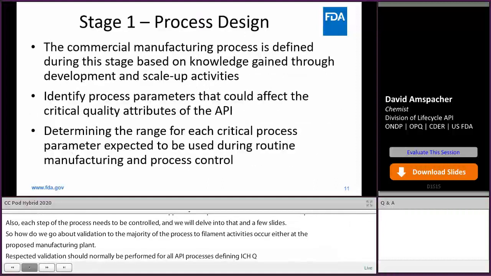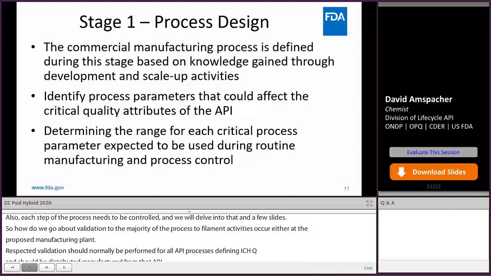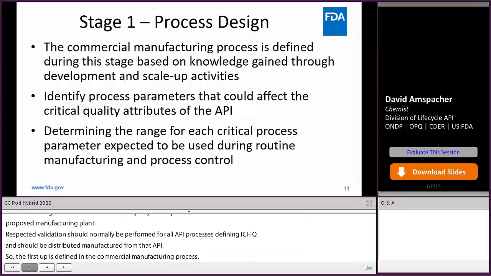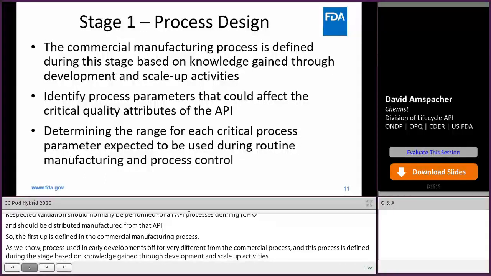So the first step is defining the commercial manufacturing process. As we know, the process used in early development is often very different from the final commercial process. And this process is defined during this stage based on knowledge gained through development and scale-up activities. It is important to identify the process parameters that could affect the critical quality attributes of the API. This goes back to having a fundamental understanding of what is happening in your process and why.